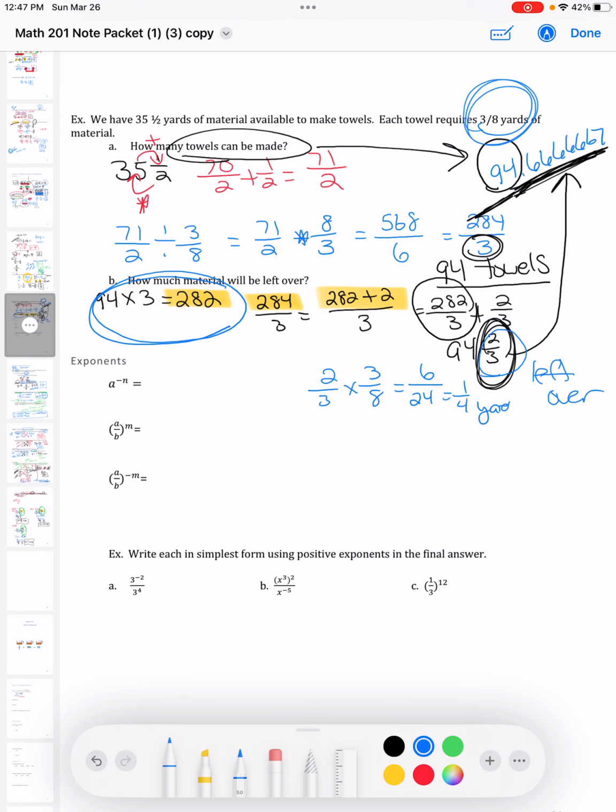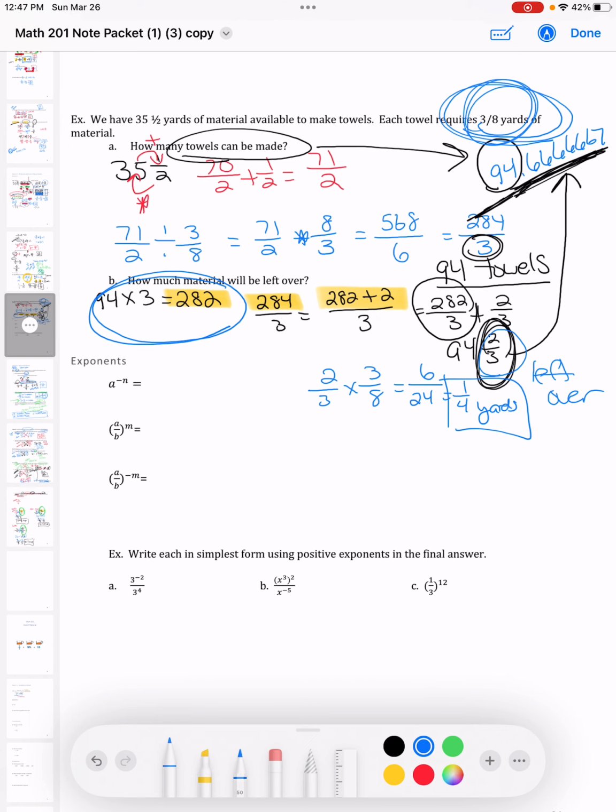And that reduces to 1/4 yards. The reason I have to multiply there is what I was mentioning earlier. That's because the 2/3 is the amount of a towel, 2/3 of a towel. And I wasn't asked how much of a towel was left over. I was asked how many yards were left over. So I had to take that towels and multiply it by the number of yards that were in each towel to get that final answer.